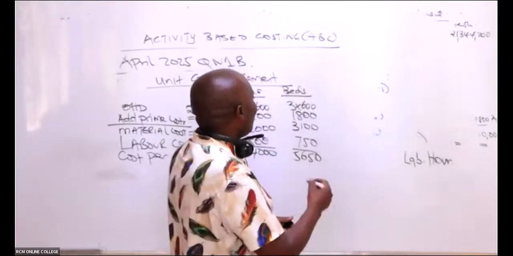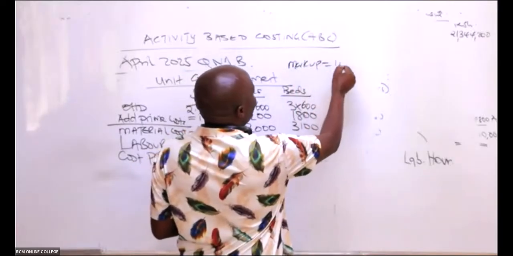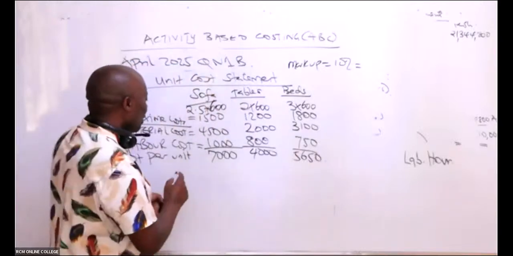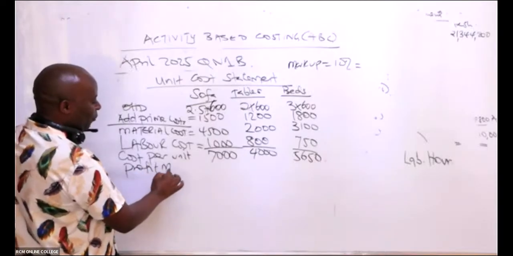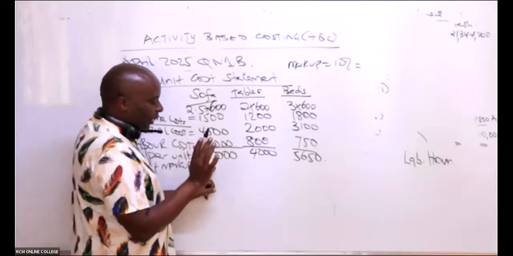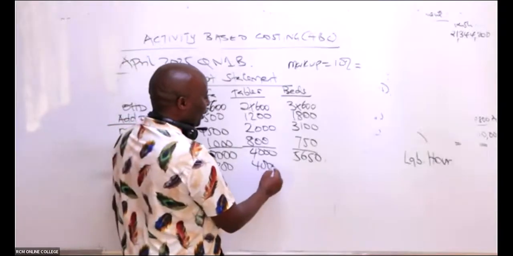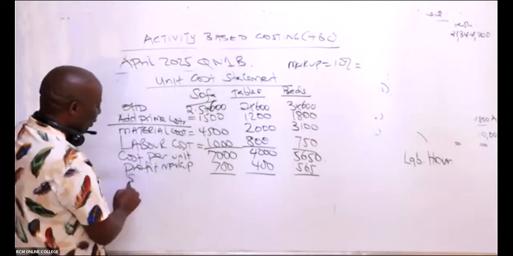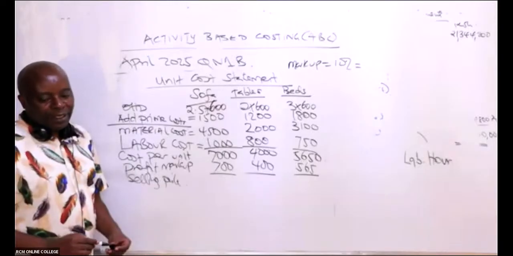So if he gave you a markup of 10%, then you should have come here and calculated the profit now. We call it profit, your profit markup. So it'll be 10% of 7,000, which will be 700, isn't it? 10% of this, 400. 10% of this, 565. And then when you add the two, now you are able to get a selling price.